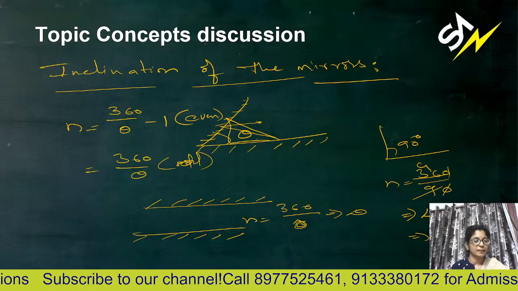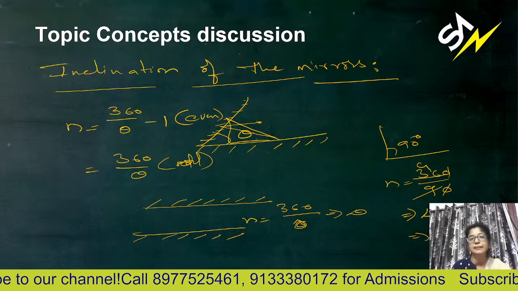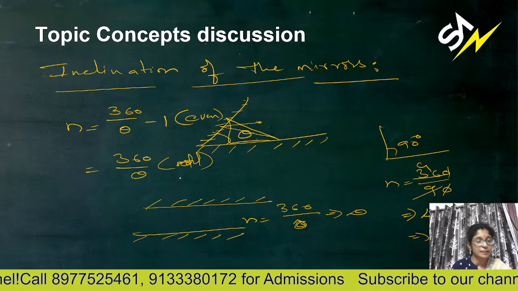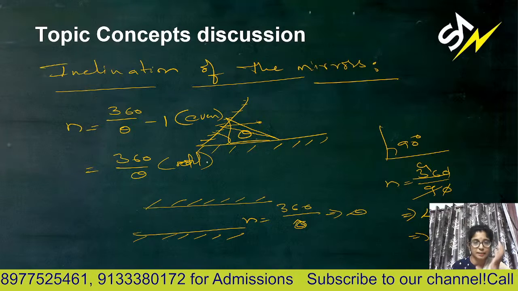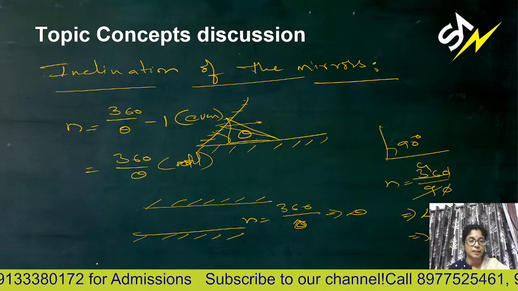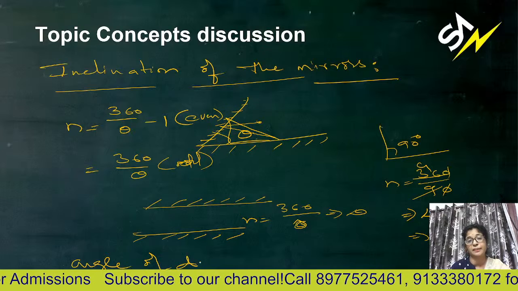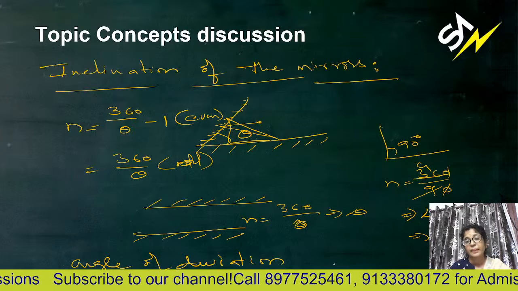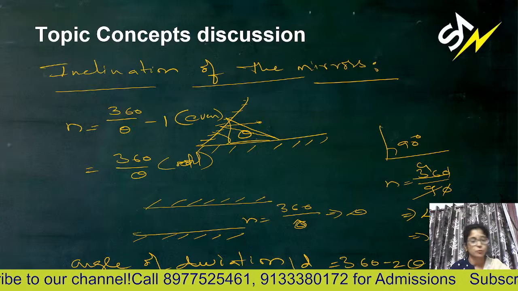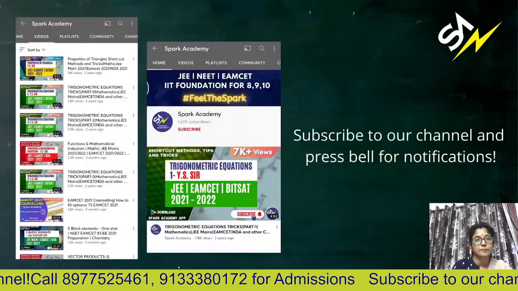So in this way we can find out the number of images by using the simple formula n is equal to 360 by theta minus 1. Then what happens to the light ray here? The light ray also deviates. They are not going straight. Many deviations are taking place. And even in this case we get an angle of deviation. Angle of deviation in such inclination of mirrors is given by D is equal to 360 minus 2 theta. Okay, so this is how we find out the number of images.